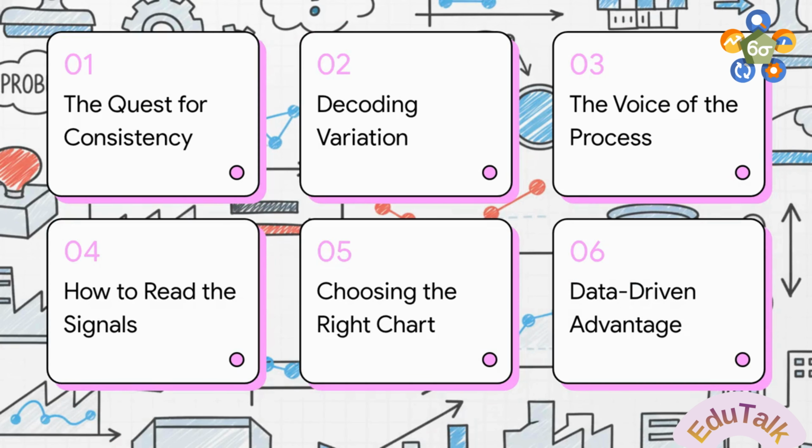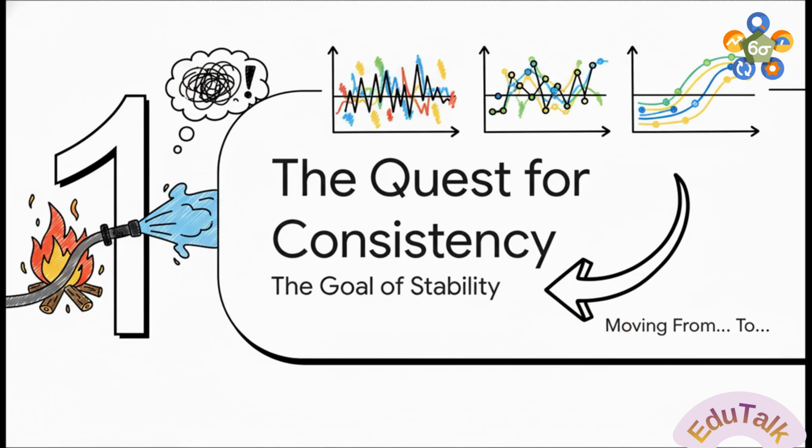So here's what we're going to do. First, we'll talk about what true consistency really looks like. Then, we'll learn how to decode the noise that exists in every process. After that, we'll introduce the star of the show, the control chart, and learn how to read its signals, pick the right one for the job, and finally, see the massive advantage all of this gives you. All right, let's dive right into our first section, the quest for consistency.